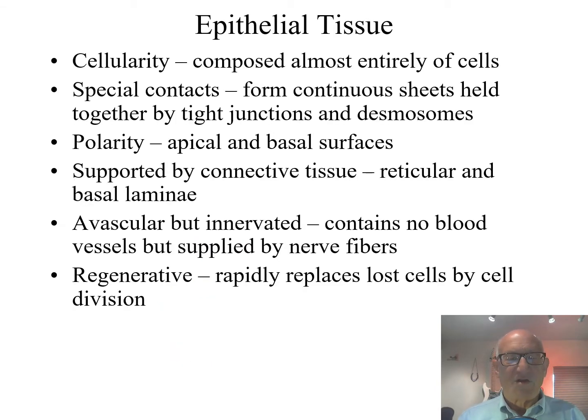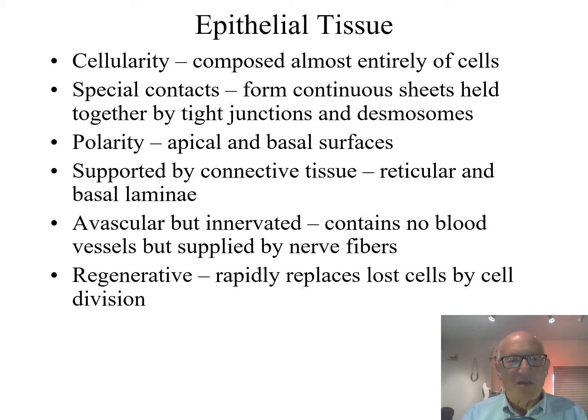Epithelial tissues are distinguished very much by their cellularity. In other words, they're composed almost entirely of cells. They have special contacts with each other. They form continuous sheets held together by tight junctions and desmosomes. They have polarity. They have an apical and basal surface, a top and a bottom, in other words. They're supported by connective tissue, reticular and basal lamina. We'll talk about those later on.